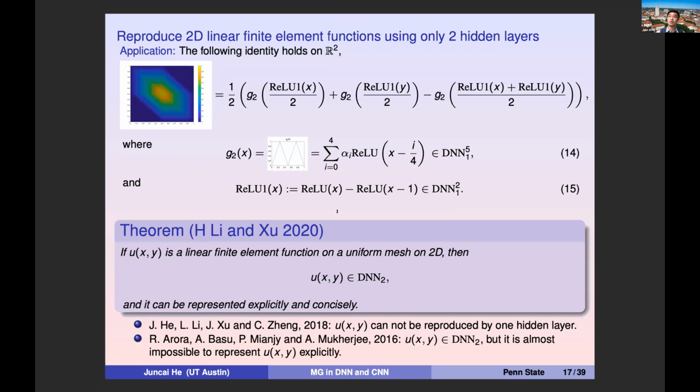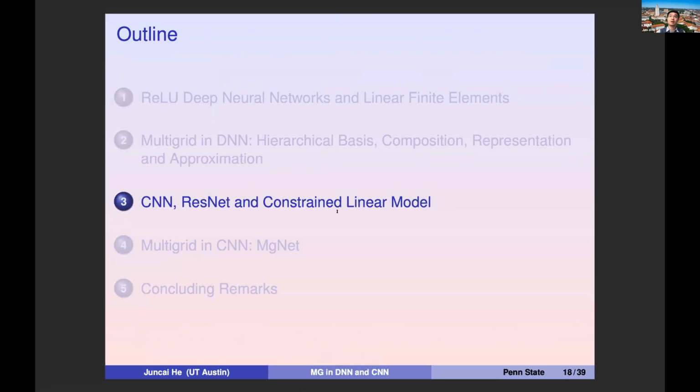Actually, you can just have 2 to represent this function explicitly, but it is almost impossible to write down the explicit formula concisely. That is pretty complicated for this one. Okay, so I guess I just finish this part, to say how multigrid can be involved in DNN, especially for this second part, how to understand this newly developed approximation result by just thinking about hierarchical approximation for some special functions.